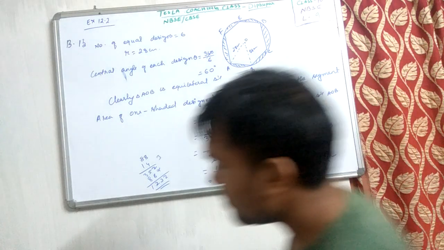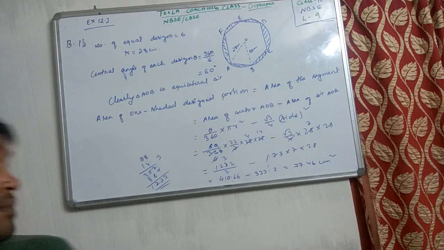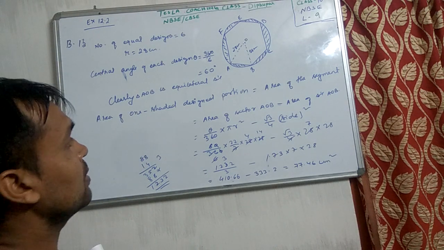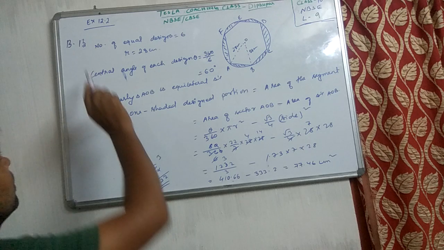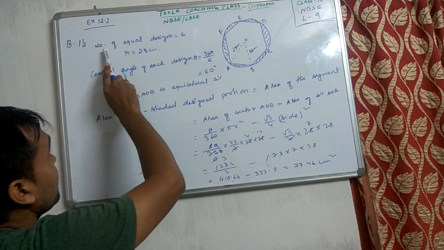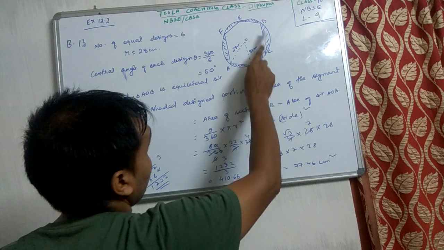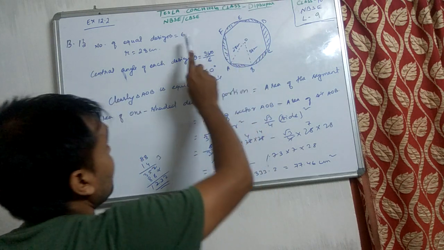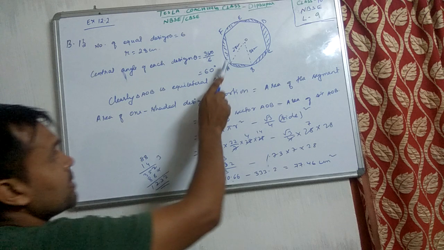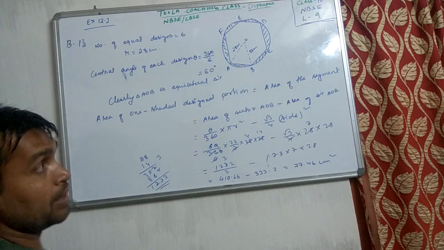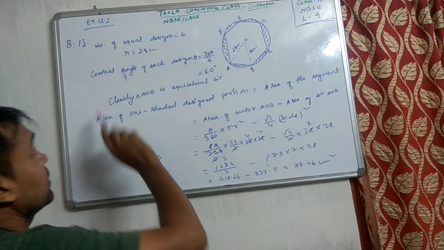Okay, so now students, see what we have to do. First we will write the number of equal designs. How many designs are there? 1, 2, 3, 4, 5, 6. So we have written 6. What is the radius here? Radius is 28, so we have written here 28.